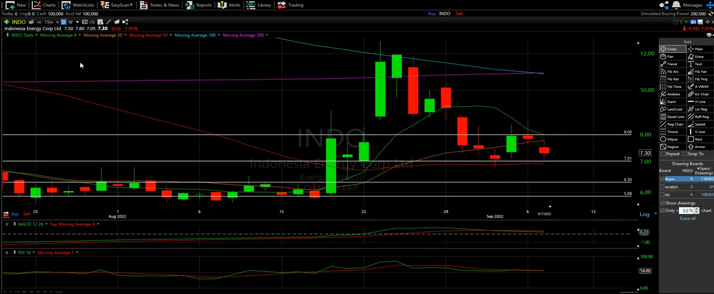INDO, Indonesia Energy. So what are we looking at here? Almost the exact same thing. Basically a number of days under this 8 moving average, just lost the 20 again. You see the 20 is in orange. And now we're basically coming up between this red 50 moving average as well as this $7 horizontal line that I've drawn.